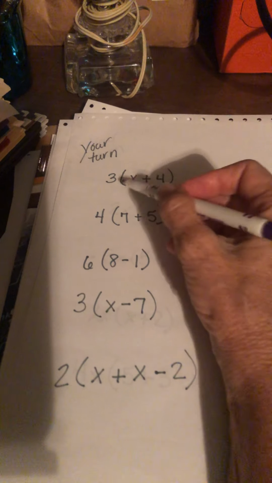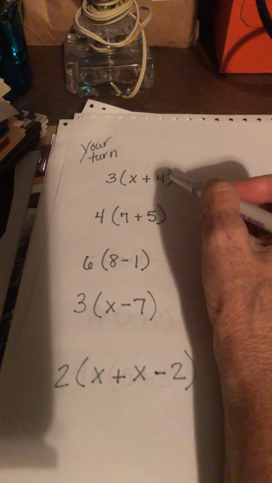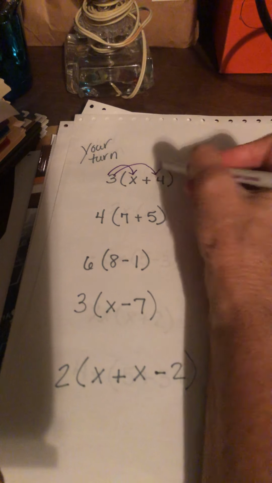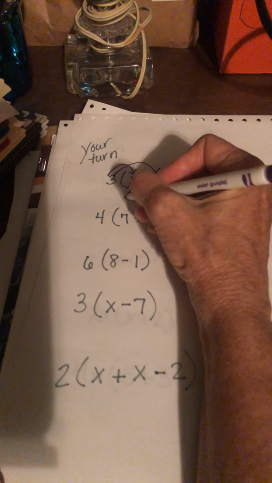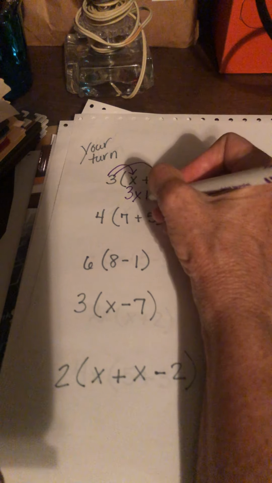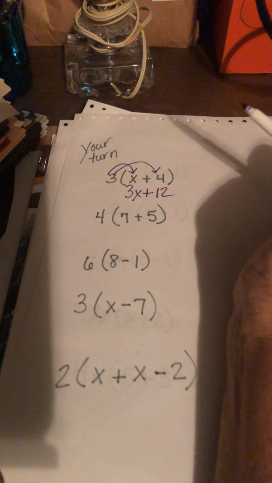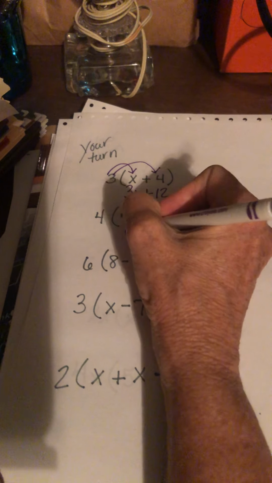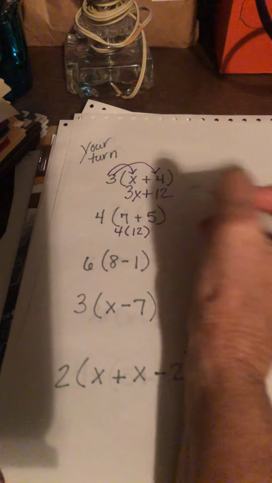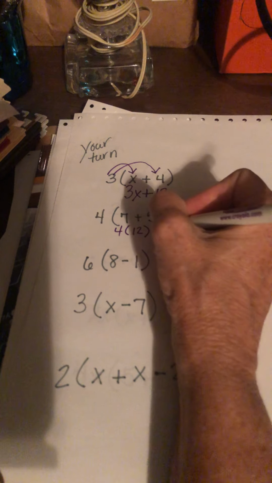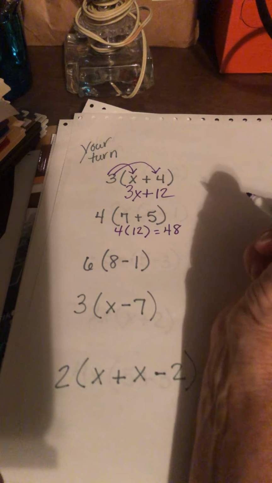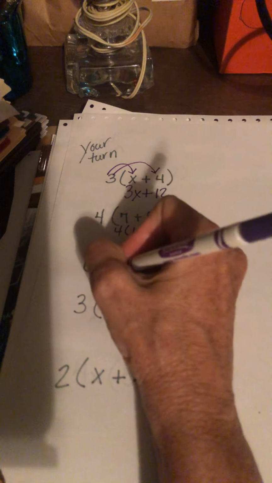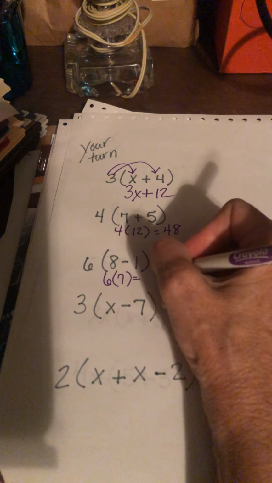But here we go. x plus 4: I cannot put those together. So I take this 3 and I multiply it to the x, and I multiply it to the 4. So 3 times x is 3x, and 3 times 4 is 12. That's it. Here, 7 plus 5, I can solve that. 7 plus 5 is 12, and I can put the 4 on the outside. 4 times 12, 4 dozen donuts, is 48. Here, 8 minus 1 is 7, times 6. 6 times 7 is 42.